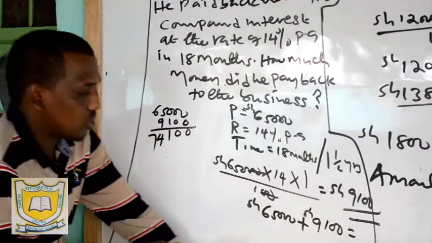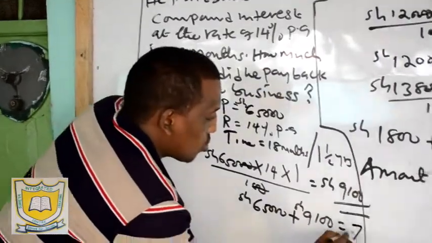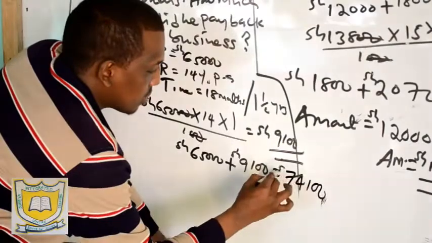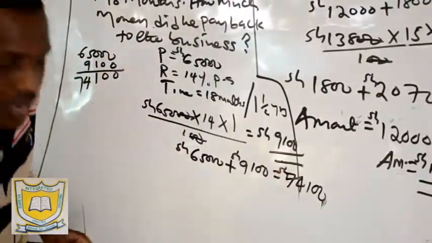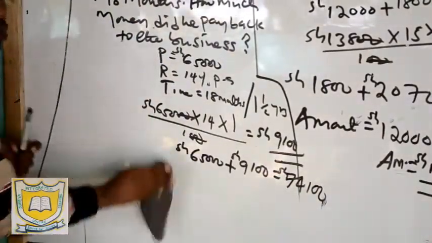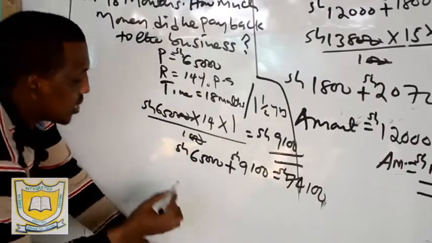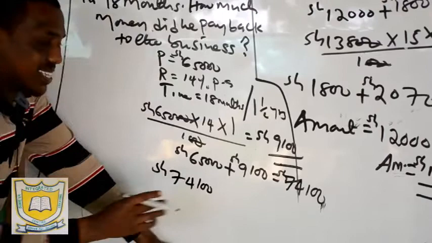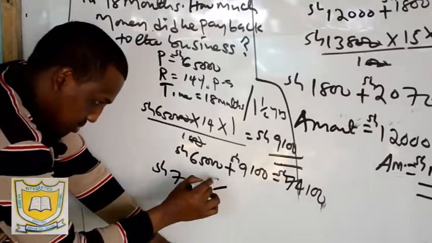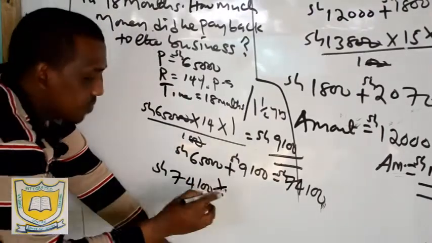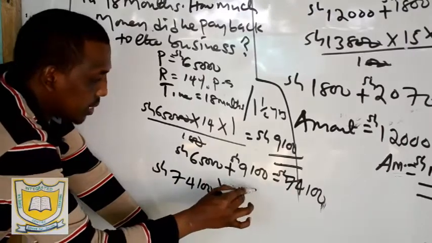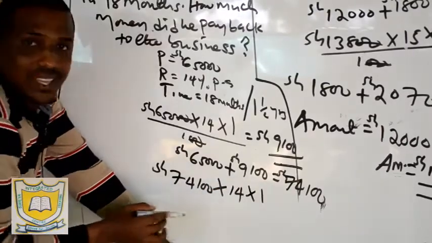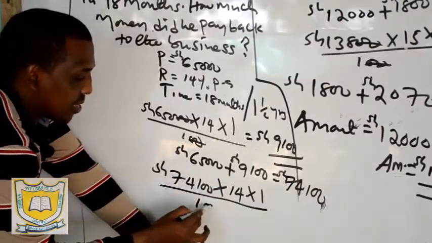You will get now 74,100. Now 74,100 is the principal of the second year. So you will get 74,100. That is the principal of the second year. Time is rate, time is now the second year times 1 over 100.